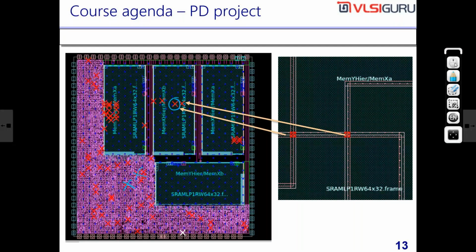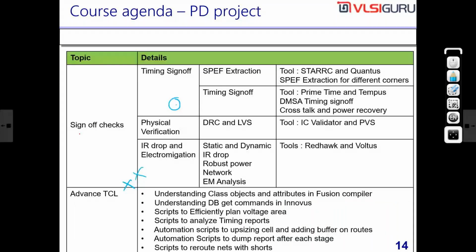After routing, we will do what? Sign off checks. Sign off checks: IR drop and voltage drop. Apart from that, we do what? Timing sign off and physical verification.